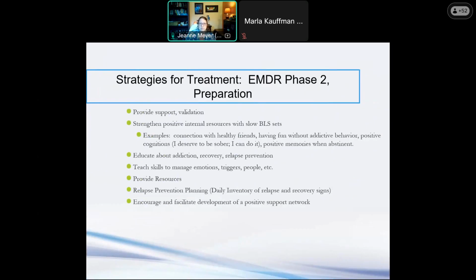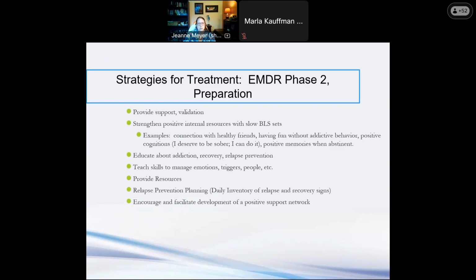Phase 2, the preparation phase, then we provide support and validation. So that's the empathy piece, strengthen positive internal resources. Sometimes people will use slow bilateral stimulation sets, so we can do some visualizations of feeling calm. There are some exercises that we can do with clients, like a calm, peaceful place, or a container to contain all the stuff that feels really distressing and out of control. We can do body relaxation. So all the things that most therapists do all the time.